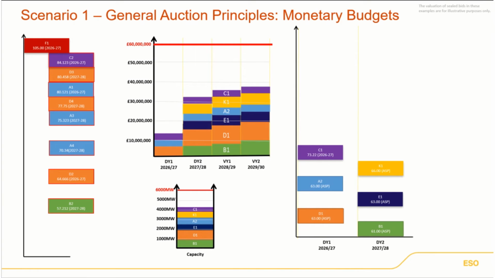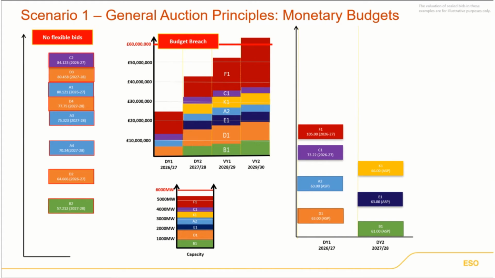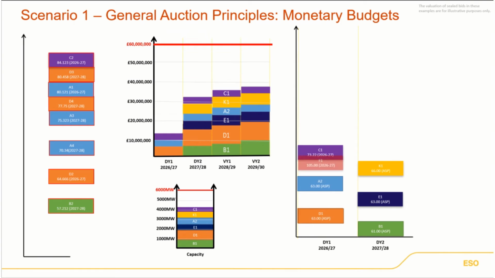The final bid to be assessed is bid F1, and this is in delivery year 1. At this stage, there is still sufficient budget and capacity available in the auction, and when F1 is assessed, you can see from the budget profile it breaches the budget. Application F has no flexible bids, and there are no bids remaining to be assessed. Therefore, at this stage, the auction must close.